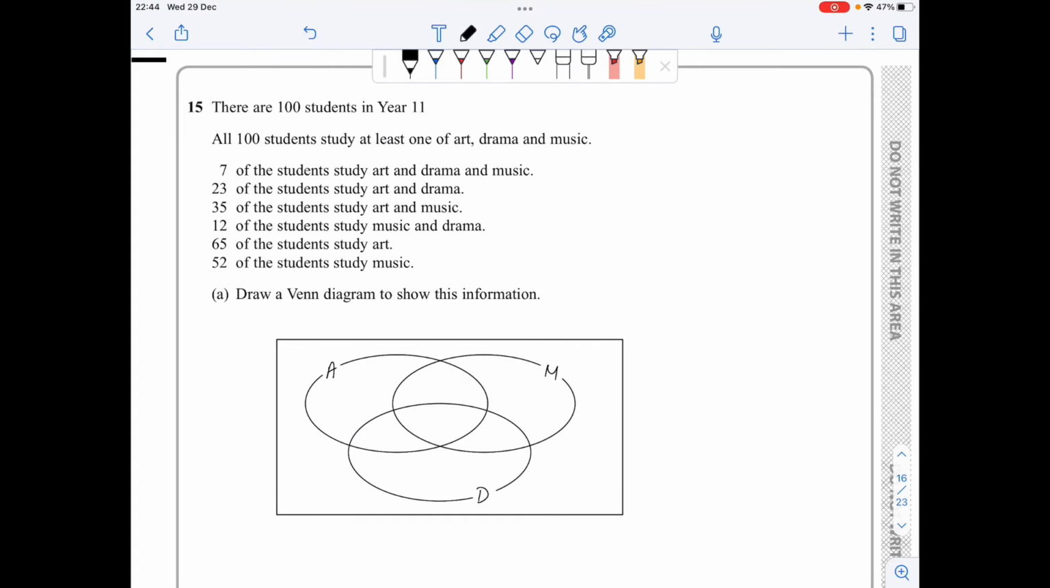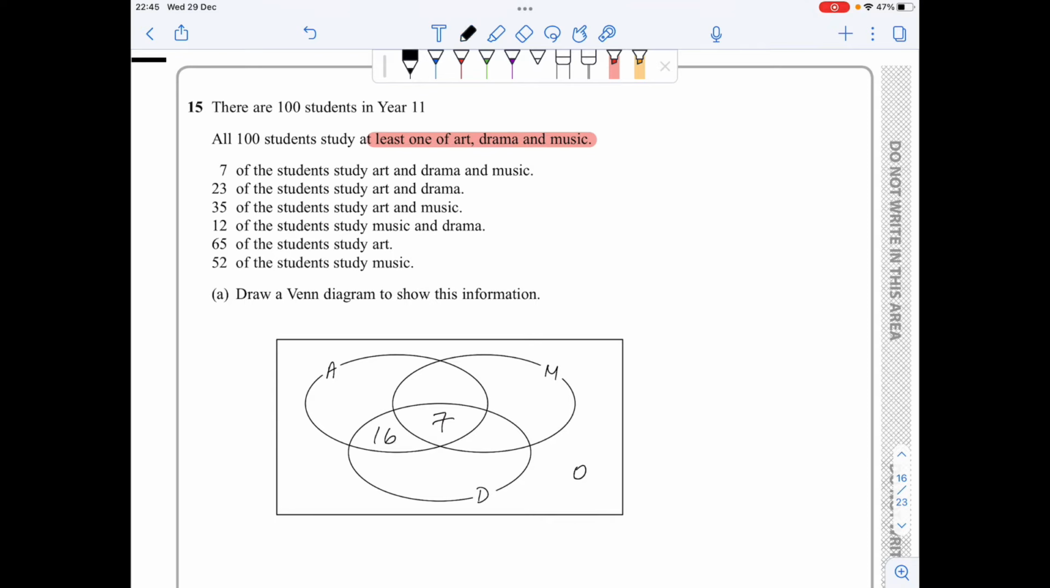So in question 5, I'll start by noting that 100 students study at least one of these three. So there's no student that doesn't study any of the three. So here in the region outside, I have 0. Then 7 students study all three of them. So I've got a 7 at the center, at the intersection. And 23 students study art and drama. So these two regions are 23, which means that the left one is 16.